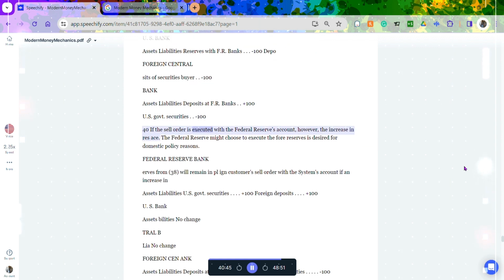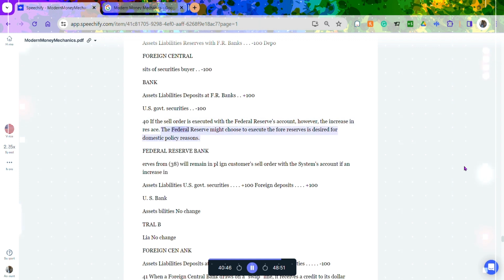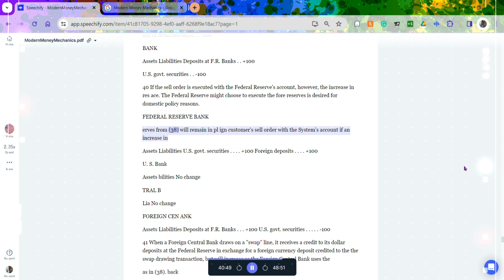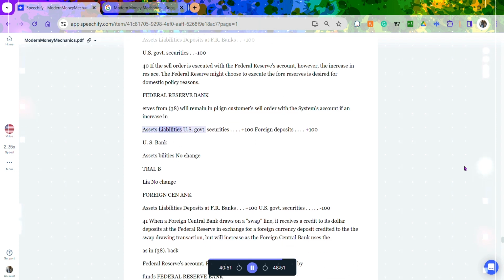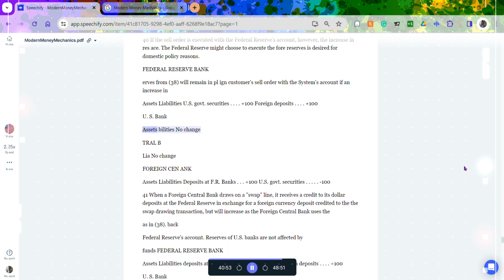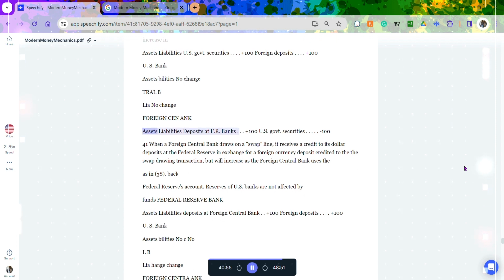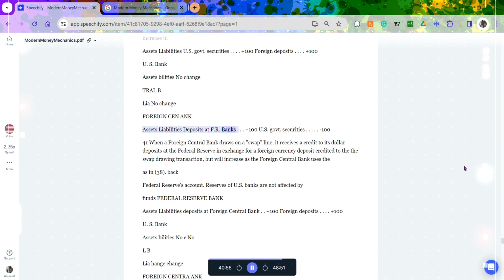40. If the sell order is executed with the Federal Reserve's system account, however, the increase in reserves from 38 will remain in place if an increase in reserves is desired for domestic policy reasons. The Federal Reserve might choose to execute the customer's sell order with the system's account. Federal Reserve Bank: U.S. government securities, plus 100; foreign deposits, plus 100. U.S. bank: no change. Foreign central bank: deposits at FR banks, plus 100; U.S. government securities, minus 100.